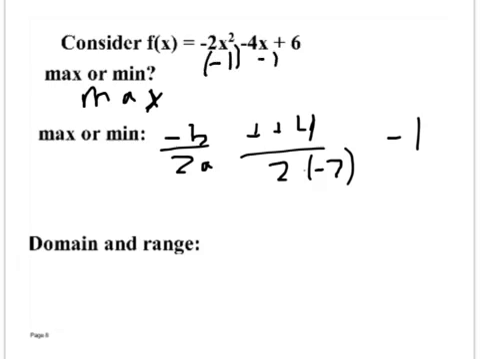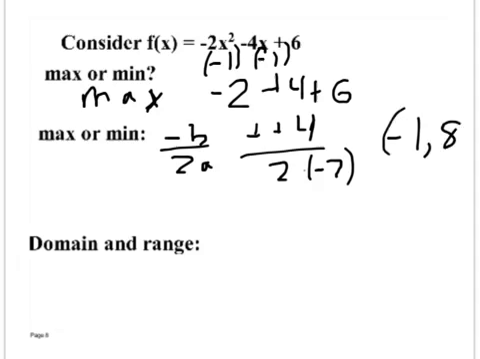So -1 times -1 is 1, right? So negative 1 squared is 1. 1 times negative 2 is negative 2. Negative 1 times negative 4 is positive 4. So negative 2 plus 4 plus 6 gives you 8. So our max here is (-1, 8). It's as high as it will go.